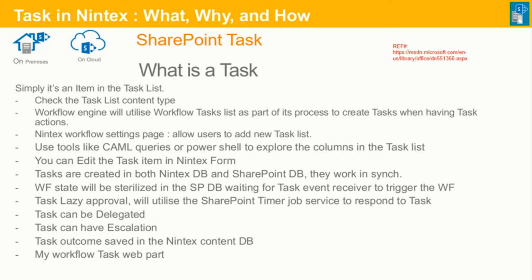The outcome in the task is the trigger that will allow the workflow to continue. The task status is not the trigger. So when you have a task, you have a task status, an outcome, and a workflow status. Workflow status relies on the task status, and task status relies on the outcome. Outcome could be approve, reject, or something else. And we also have the My Workflow Tasks web part, where you can see the tasks assigned to your current login.